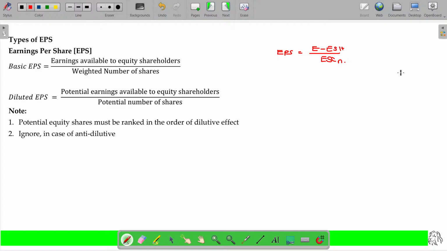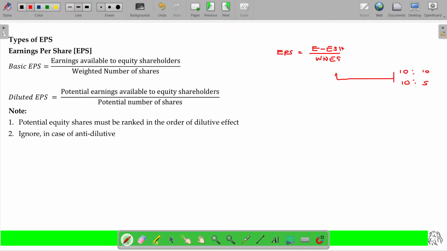For example, you may have 10 rupee shares fully paid, or a 10 rupee share paid up to 5 rupees. Then how can you calculate the number of equity shares? You can convert that to the weighted number of equity shares. So in the denominator, rather than simply the number of equity shares, we can calculate the weighted number of equity shares.